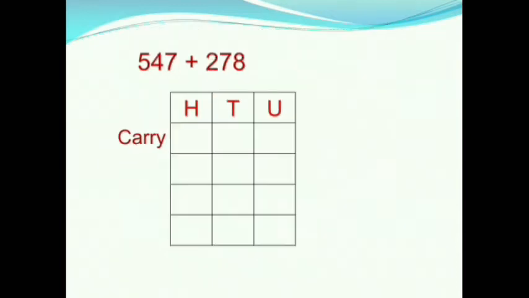Children, see the next question. First we should read the question. 547 and 278. First write the numbers in the vertical column according to the place of digits. First add the digits in the units place. Which digits are there in the units place? The digits in the units place are 7 and 8. 7 plus 8 is equal to 15. Write 5 in units place and carry 1 to the tens place.